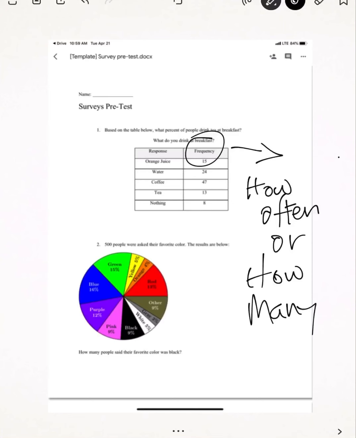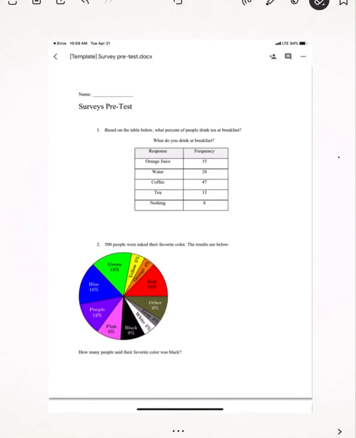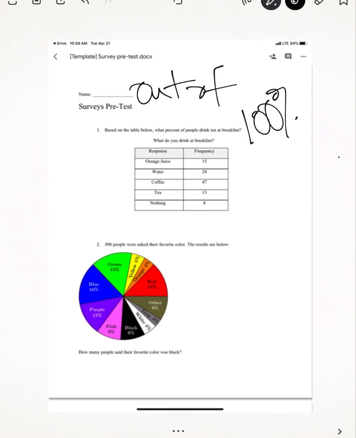Okay, so my question says, what percent of people drink tea at breakfast? Is the question asking me how many people drink tea at breakfast? No, because that'd be a reasonable question, but it's a really easy question to answer. We just look and see that 13 people drink tea. But remember, if we're going back to percentage, what does percentage mean? Percentage means out of, and when we're talking about percentage, it's out of 100%.